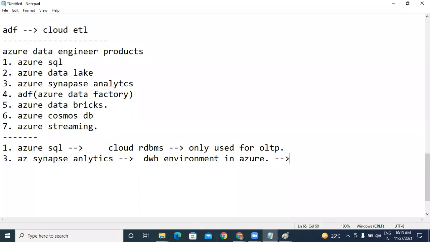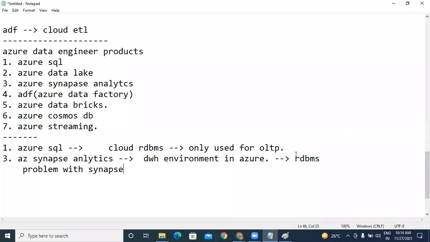Of course, this also comes under the RDBMS category, but not for OLTP, only for the warehouse. That means end user transactions cannot be directed to Synapse directly. End user transactions will be captured by Azure SQL. Later, by using ADF, you will extract data from SQL and load it into the target. Next, what is the problem with Synapse?